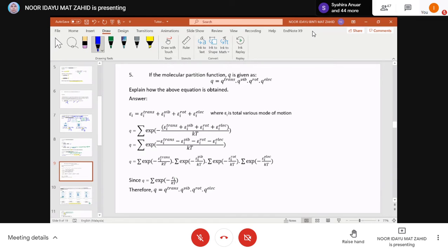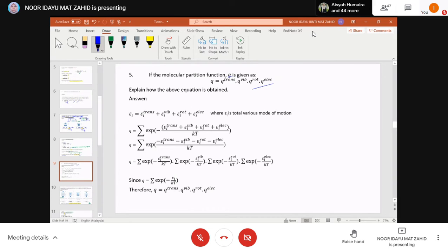Question number 5. If the molecular partition function q is given as q equals q translational multiplied by q vibrational multiplied by q rotational multiplied by q electronic, explain or prove how the above equation is obtained. Actually, the molecular partition function that we're talking about is due to contributions from various modes of motion, depending on temperature. If the system is at room temperature, mostly it will only have translational motion.